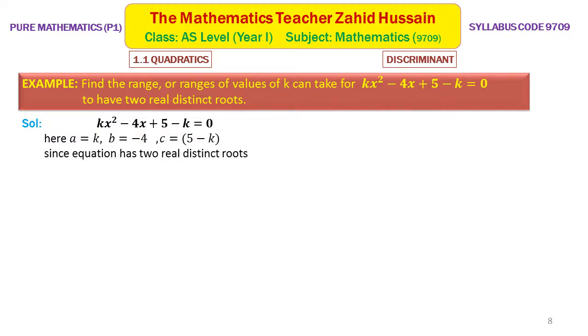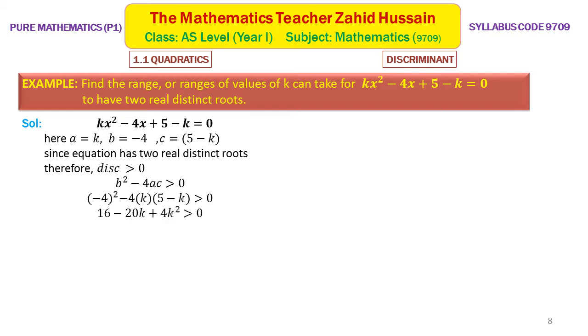Because equation has two real distinct roots, it means discriminant is greater than 0. B square minus 4ac is greater than 0. Putting the values, we get minus 4 whole square minus 4ac. Simplifying this, we will get 16 minus 20k plus 4k square greater than 0. 4k square minus 20k plus 16, dividing both sides of the inequality by plus 4, we get k square minus 5k plus 4 greater than 0. Factorize this expression, we get k minus 1 times k minus 4 greater than 0.